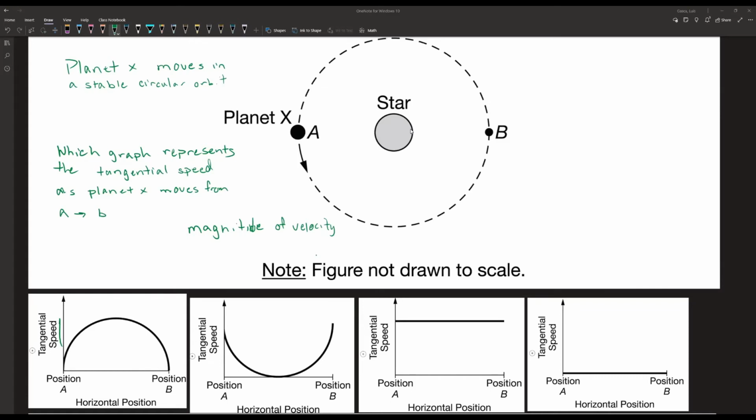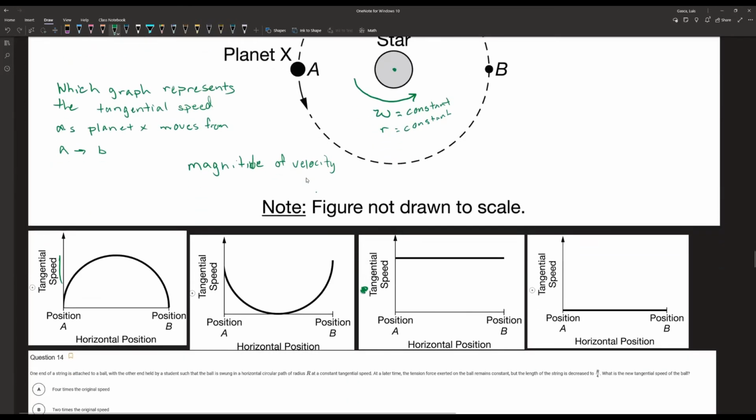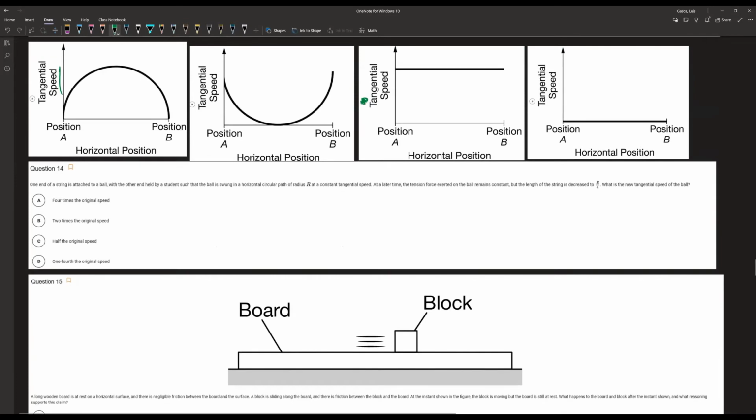Horizontal position from A to B if the planet is moving in a counterclockwise direction. So what does this mean? If it's moving around in a stable orbit, that means that it doesn't get any faster. It doesn't get any slower. However fast it was moving, that's how fast it's going to keep moving over time. So we could say that the angular velocity of this is constant. And because it's a circle, the radius is also constant. And so the speed is going to stay constant. And so C is going to be our best answer choice here. And again, let me know if we have questions over that.